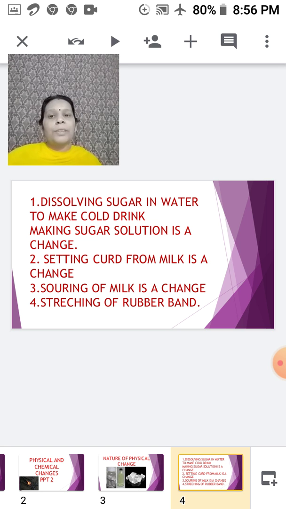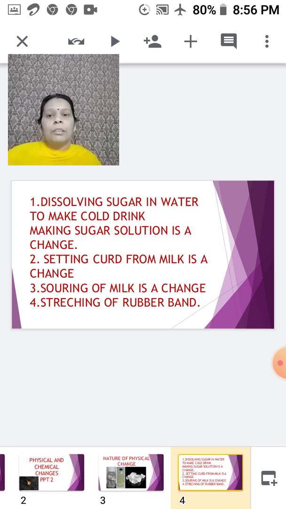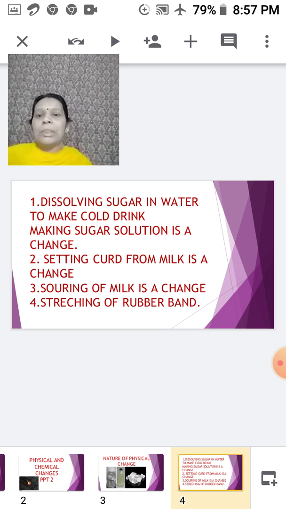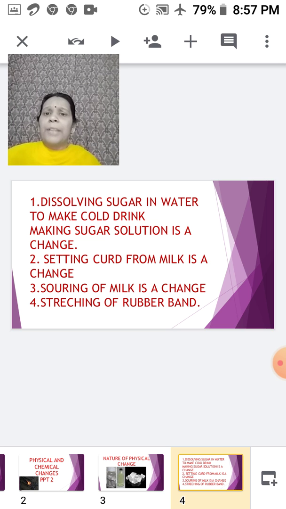Because here what is happening? We are getting a new substance. Are these reversible changes? No, these are not at all reversible changes. Once they change, they cannot come back again. But dissolving sugar in water and stretching of the rubber band, these two are physical changes.